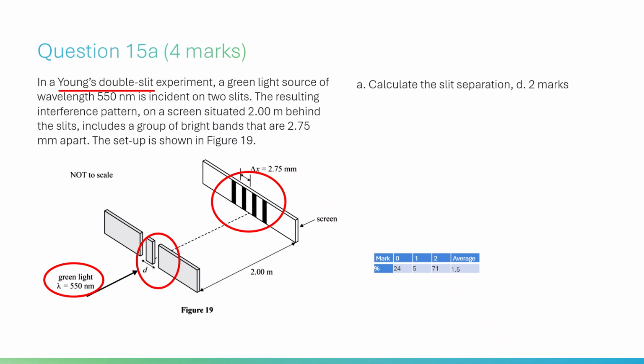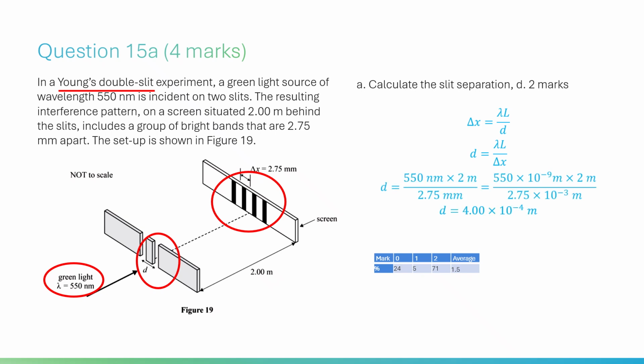The spacing between those bright fringes, delta x, depends on two main things. It grows with the distance to the screen, L, but shrinks as the slit separation, D, gets larger. To find our answer, we just rearrange the formula, plug in our values, and calculate the slit separation, making sure to round our final result to 3 significant figures.